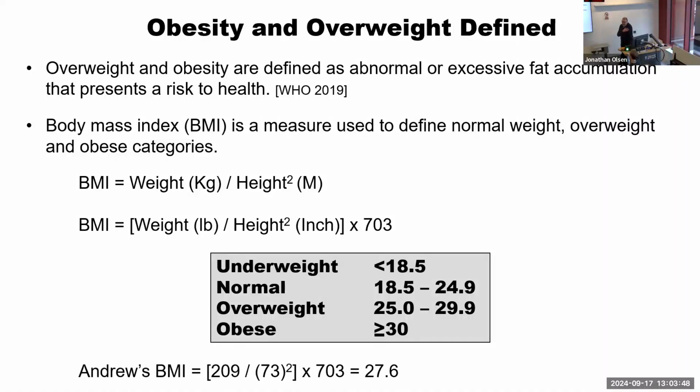Let's do a little demonstration. So I'm 209 pounds, I'm 73 inches tall, gives me a BMI of 27.6. I am really solidly in the overweight category.